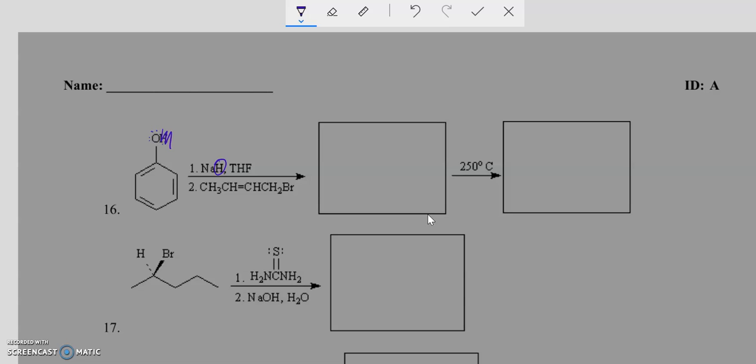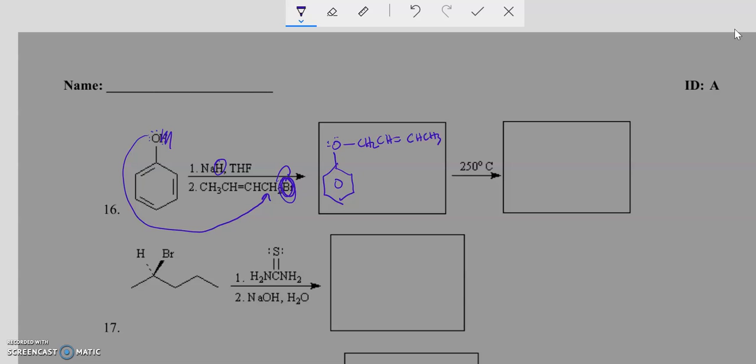Step 2, once you have this alkoxide, obviously it's going to react with alkyl halides, right? So we have an alkyl halide here. This alkoxide is going to attach to this carbon right there, and the bromine is going to leave, right? So let's write down the structure. We have the benzene ring here, and then we have oxygen. This is going to be reacting with the carbon right next to the bromine, and you're going to have CH2. This is the carbon right next to the bromine, and then you have CH, a double bond, CH, and CH3.